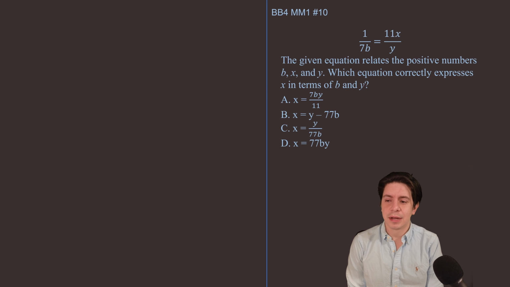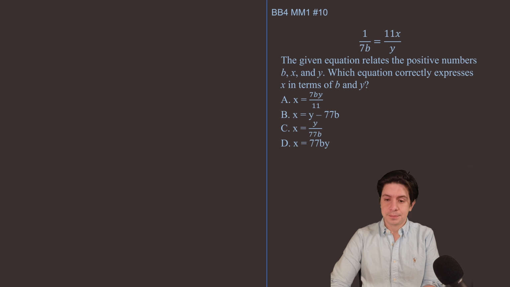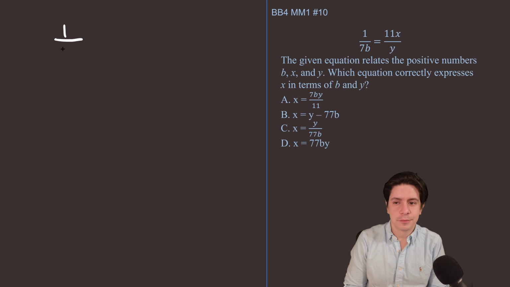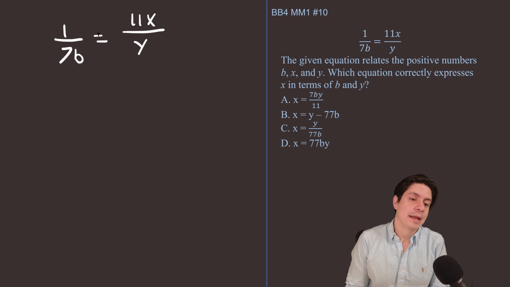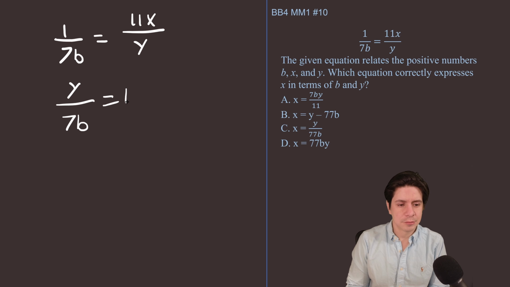All right, number 10. The given equation relates the positive numbers b, x, and y. Which equation correctly expresses x in terms of b and y? So this is all about isolating for x, so let's rewrite it. 1 over 7b equals 11x over y. And now because 11x is already on top, I'm just going to multiply by y to get it by itself. So I'm going to get y over 7b equals 11x.